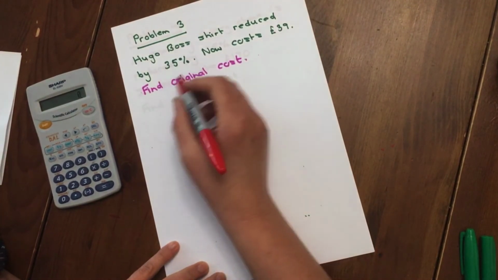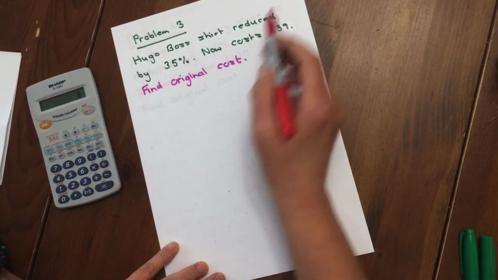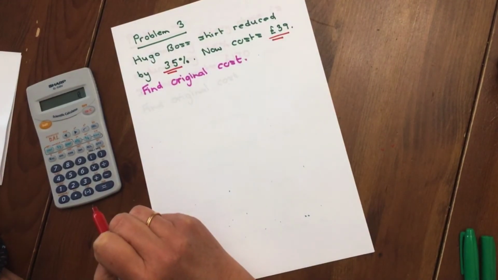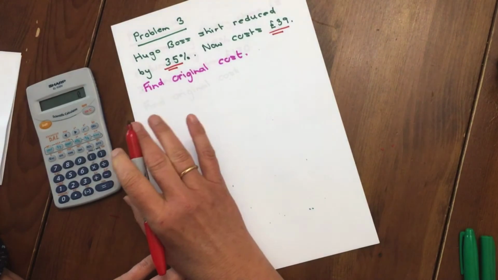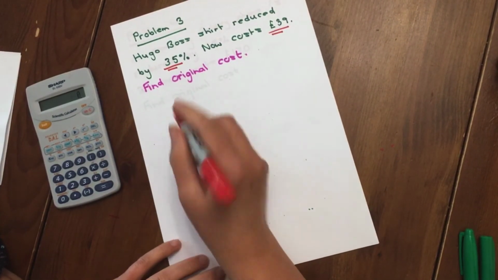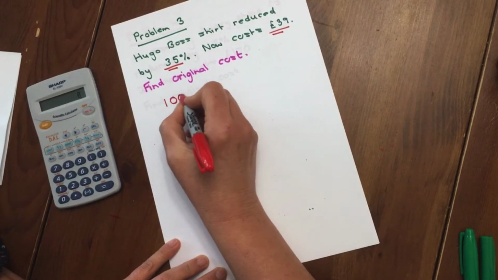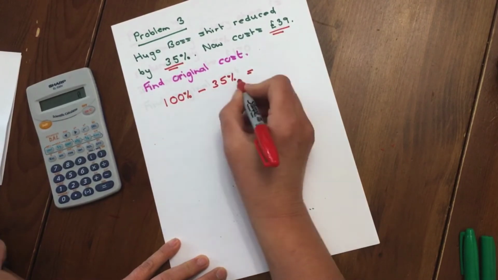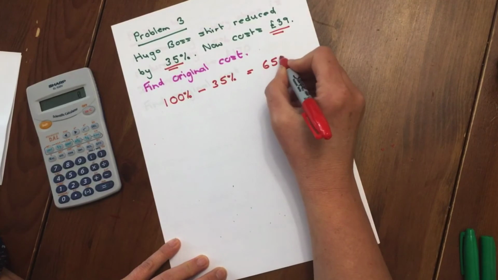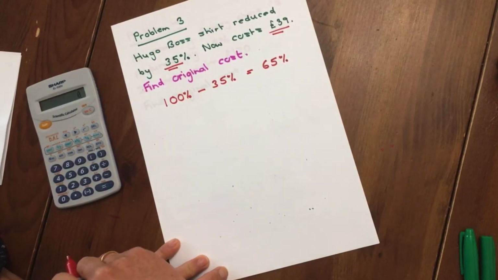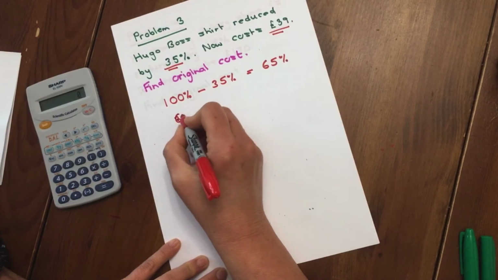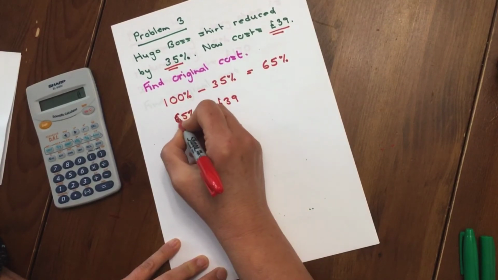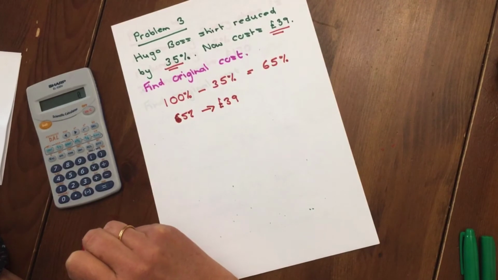Okay, so this shirt is costing £39 in a sale. It's gone down by 35%. Today's lesson we're looking at all things that have gone down or reduced. So we start off, the original price was 100% and it's gone down 35%. Make sure you do this calculation correctly, and we get 65%. So my 65% is equal to the cost of the shirt in the sale, very expensive shirt.